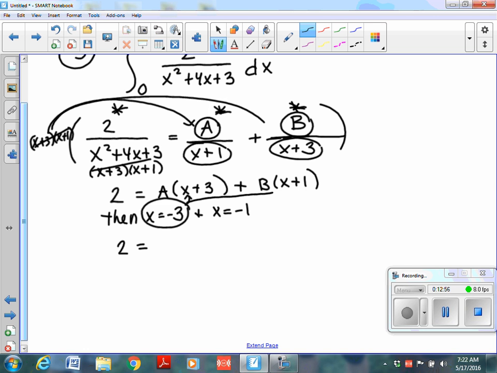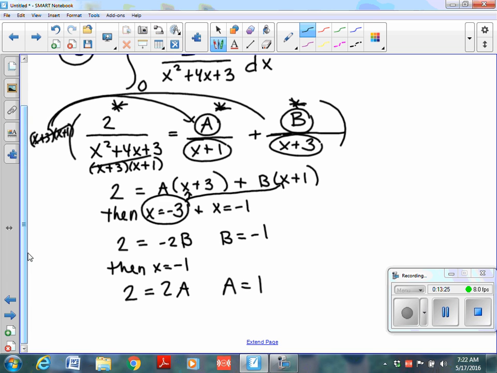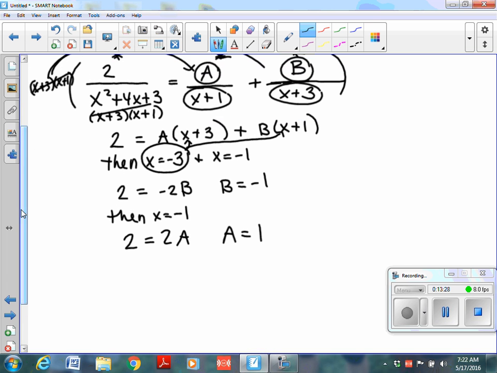But when you put a negative 3 also in there, you're going to get a negative 2b. So b must equal a negative 1. Then, you're going to plug in x equals a negative 1. So you're going to write 2 down, and in place of all the x's, you're going to put a negative 1, which gives you a 2a. But when you plug a negative 1 into the last one, it's going to come out to be 0. So a equals 1. So now I can replace it, and I wrote my partial fraction. So a is 1, so 1 over x plus 1, and b is a negative 1 over x plus 3.